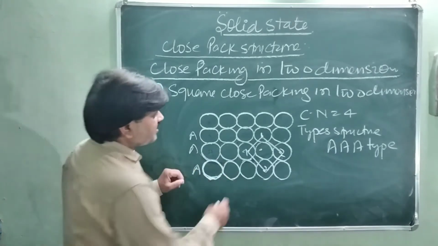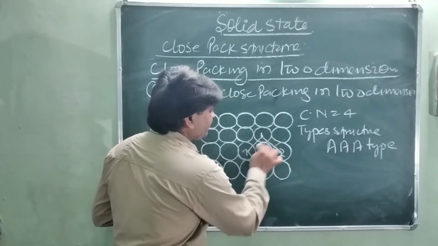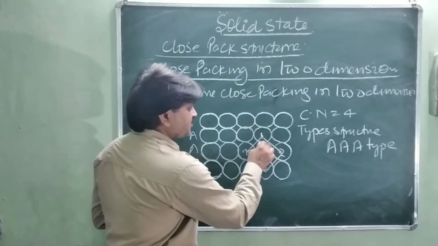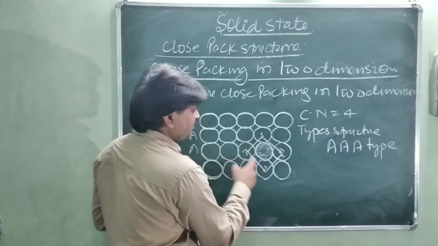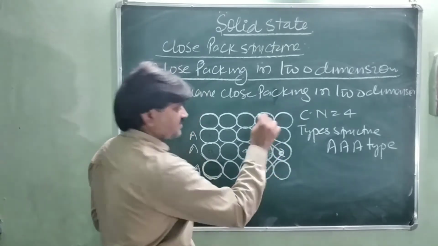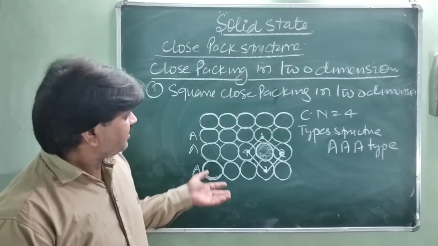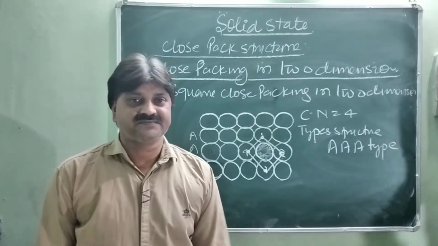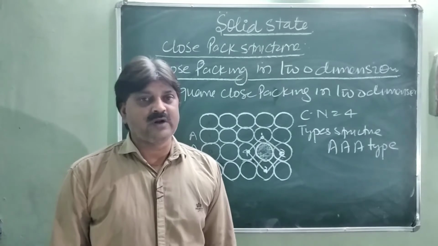And you will see here this one atom is situated by four atoms, its number of nearest neighboring particles. These atoms are attached with 1, 2, 3, 4 atoms. So this is called square close pack structure. This type of arrangement of spheres in two dimensions is called square close pack in two dimensions. This is one way of placing atoms in the two dimensional way.